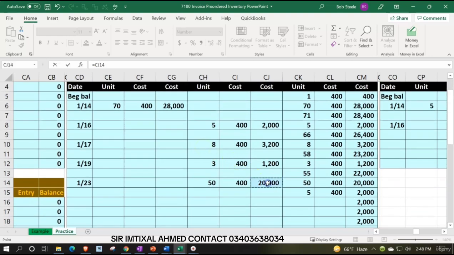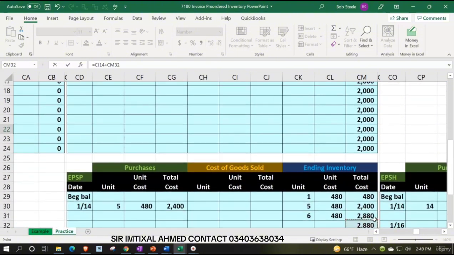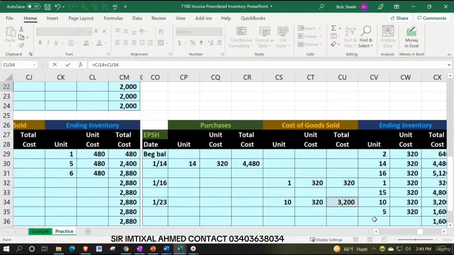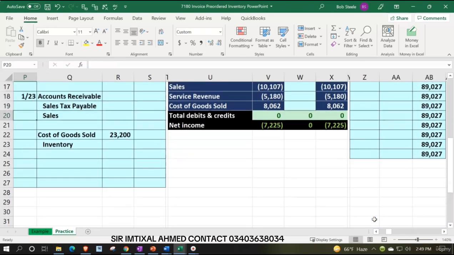Here it's the 20,000 plus, then down here on the EPSH, the 3,200, that should bring us up to that 23,200. Then the inventory is negative of that amount. So we've got the 23,200 there. Now the sales price is not necessarily tied to the subledger tracking the cost, but it might be a standard markup. We're just going to be adding up the sales price.